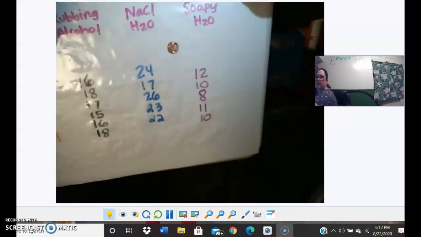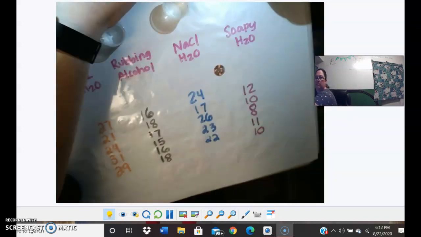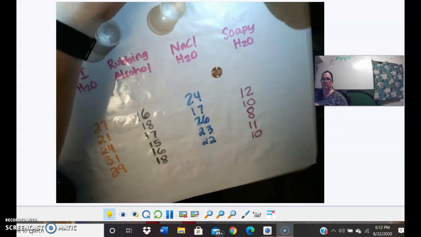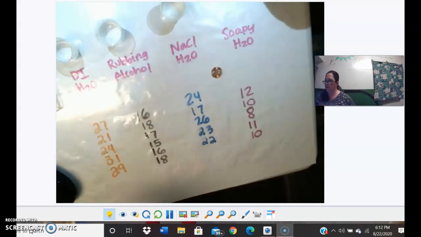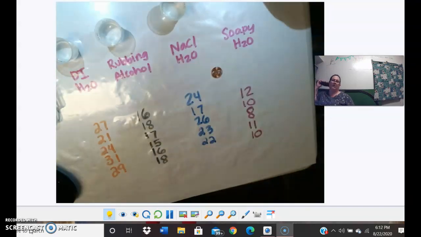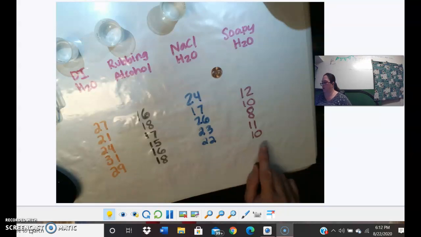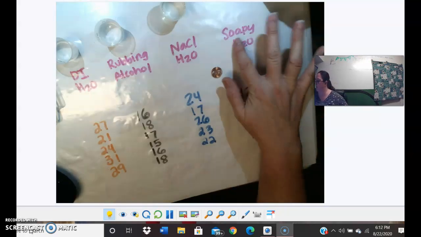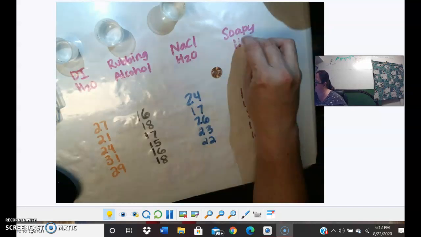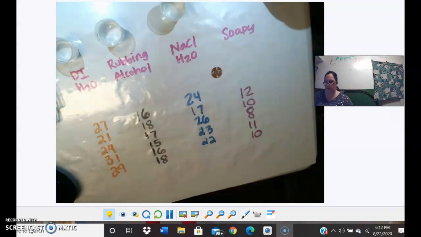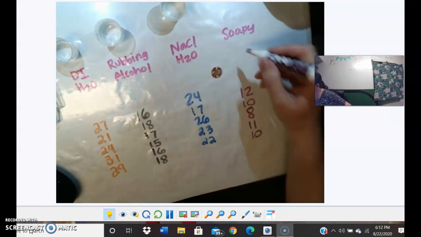Let's go up and up some more. All right, that's at least in the view. All right, distilled water right here, rubbing alcohol, salty water, and a soapy, that's actually a soapy penny, isn't it? So let's just fix that. Soapy penny.